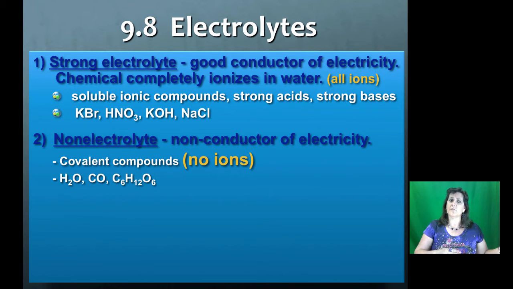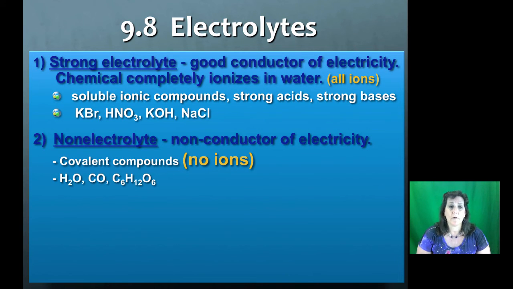Let's go to the other extreme. Non-electrolyte. Doesn't conduct electricity at all. There are no ions, so it can't be ionic. If it's a non-electrolyte, it's not ionic. Meaning, what's not ionic? Well, covalent. So this is our covalent compounds, because they have no ions at all. No ions. Non-electrolyte. Don't conduct.